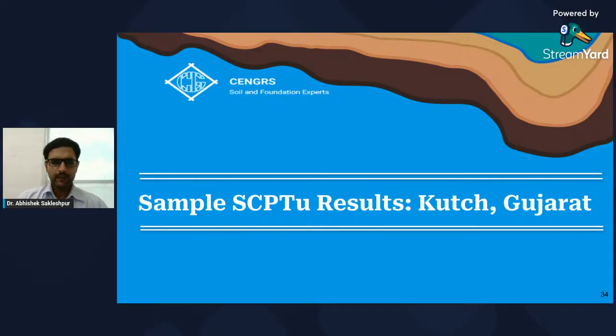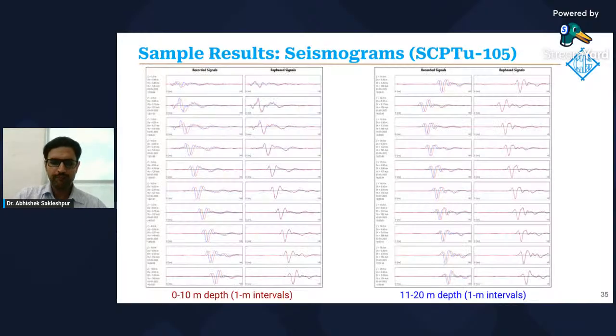Now let's look at some sample seismic CPTu results that we performed in Kutch, Gujarat. These are some example seismograms from SCPTu 105. What you see on the left-hand side are seismograms from 0 to 10 meter depth at 1 meter depth intervals, meaning that the plot on the top is at a depth of 1 meter, going all the way down to a depth of 10 meters.